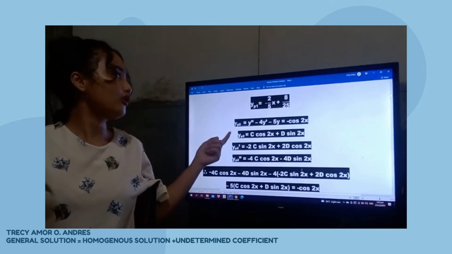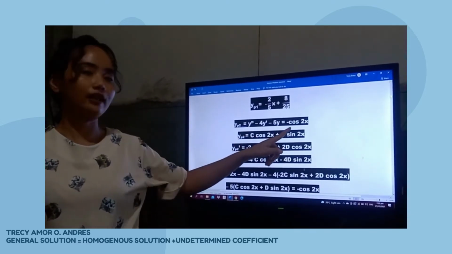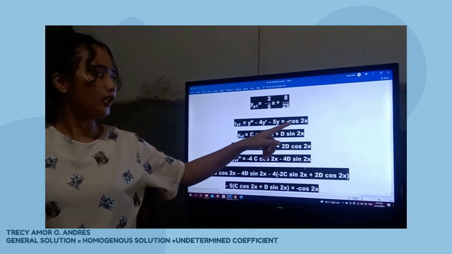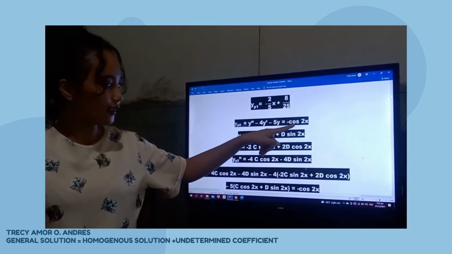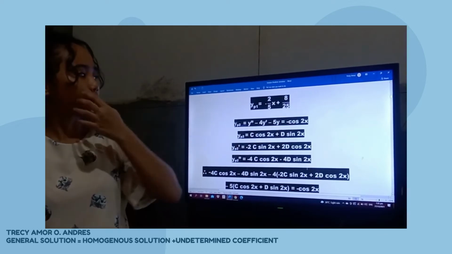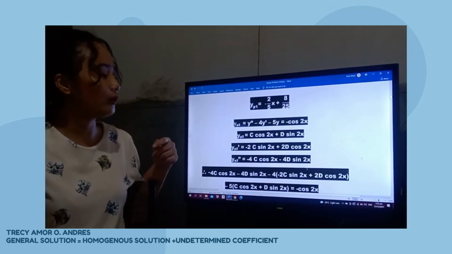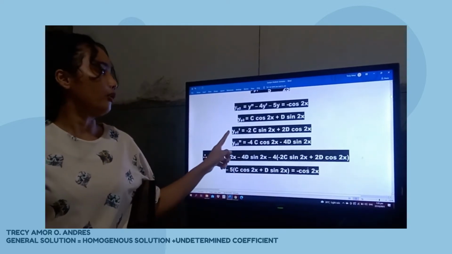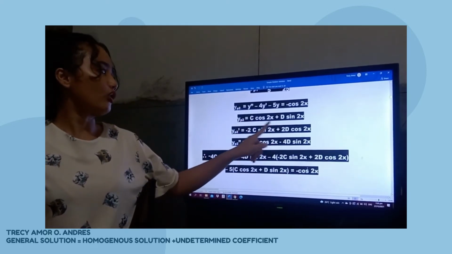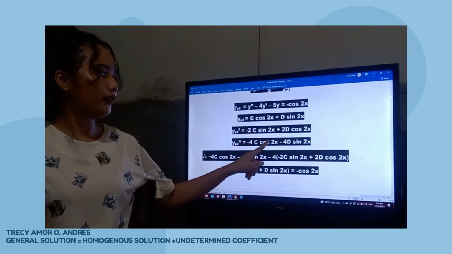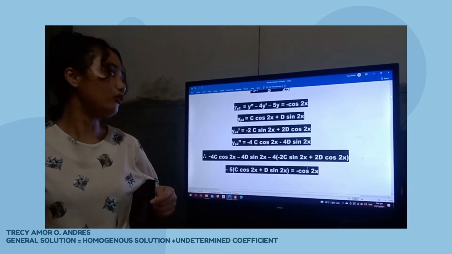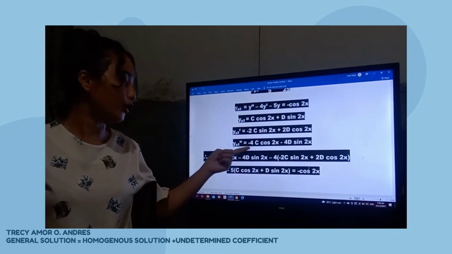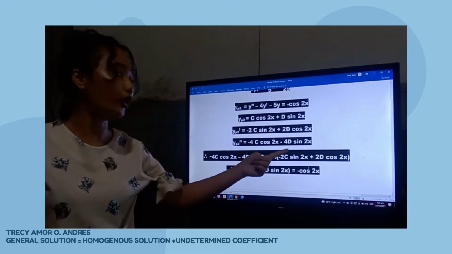So for the particular solution 2, I will now focus on negative cos 2x. And since this is the form, I will choose c cos 2x plus d sin 2x. In deriving this equation, we now have negative 2c sin 2x plus 2d cos 2x. And deriving it another time, we have negative 4c cos 2x minus 4d sin 2x.